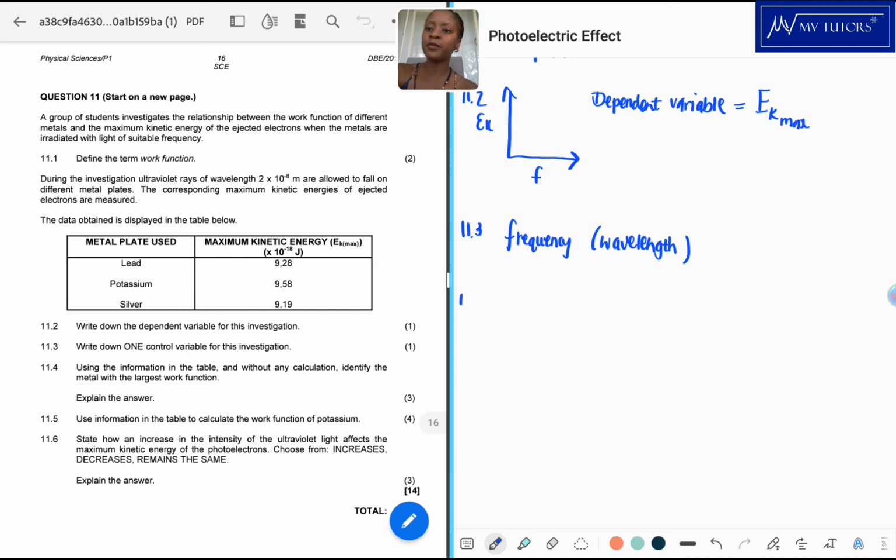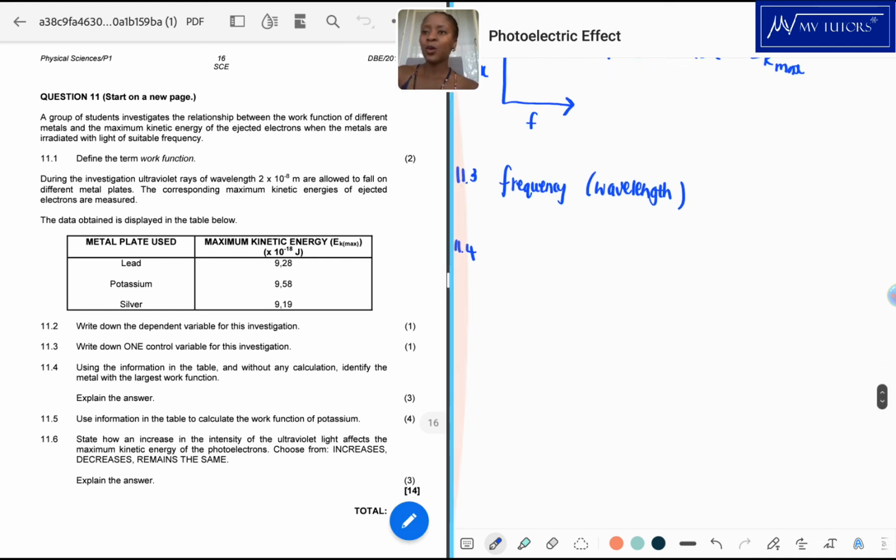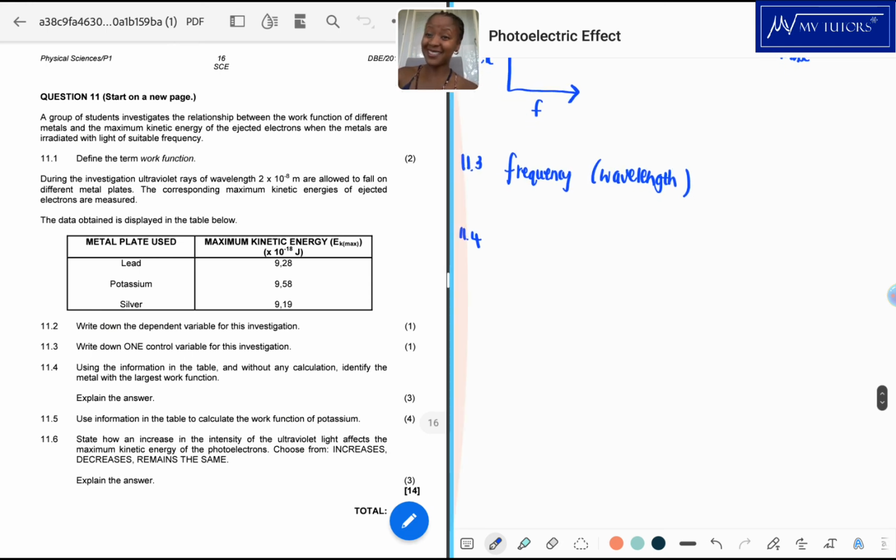All right, and then 11.4, using the information in the table and without any calculation, identify the metal with the largest work function. Okay, so I'm going to write the equation that relates the maximum kinetic energy and work function. We know that the energy of a photon is equal to the work function plus the maximum kinetic energy. I know they said no calculation, but I'm just using the formulas here. I'm not calculating anything.